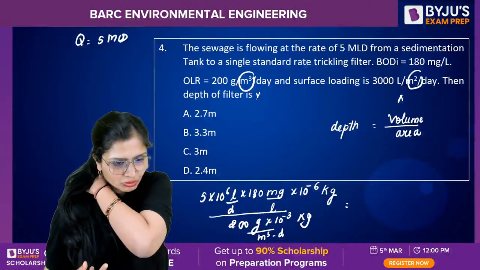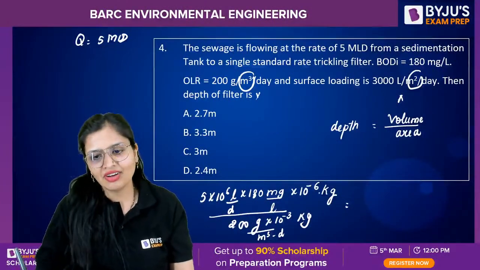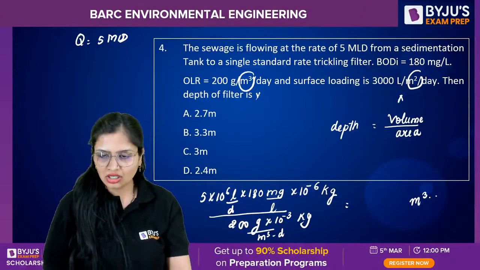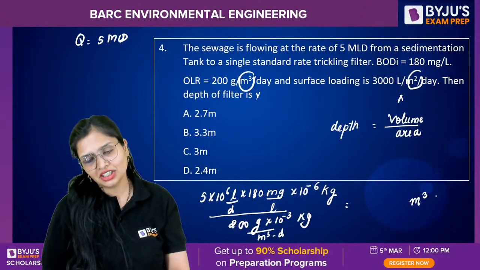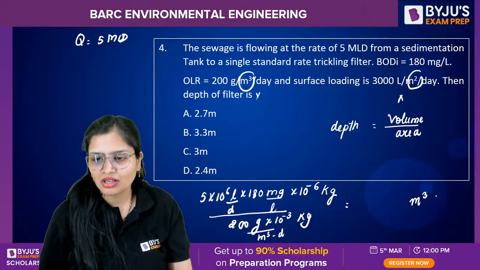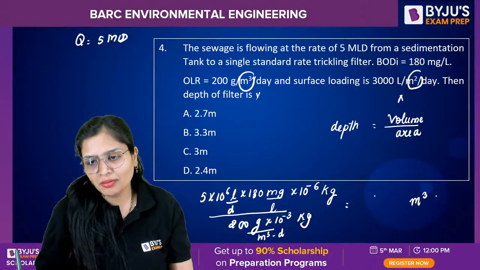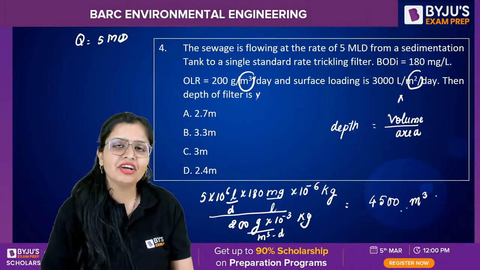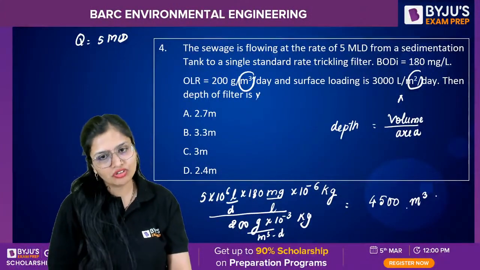Tell me the volume. Tell me the value of volume. Come on, Mudassir, everybody else. Hydrology, come on, tell me. How much is the volume coming? 4500 meter cube. This is the volume that will be coming.